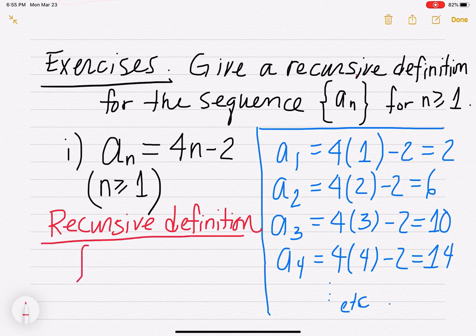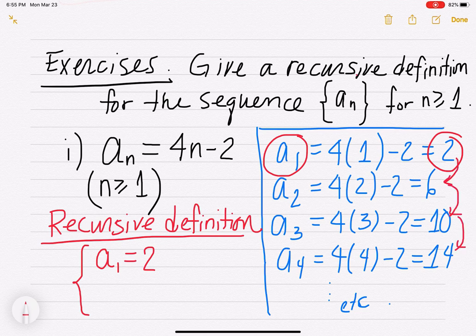So first of all, we need an initial term. Our initial term is going to be a1. a1 is 2. So we'll just say a1 is 2. Now notice what's happening from term to term. You have a common difference of 4 every time, right? You're adding 4. From 2 to 6, you're adding 4. From 6 to 10, you're adding 4. From 10 to 14, you're adding 4.